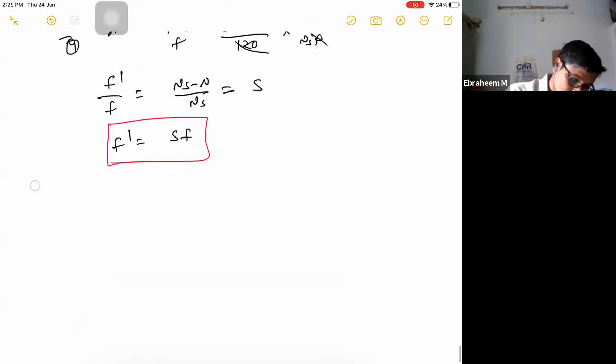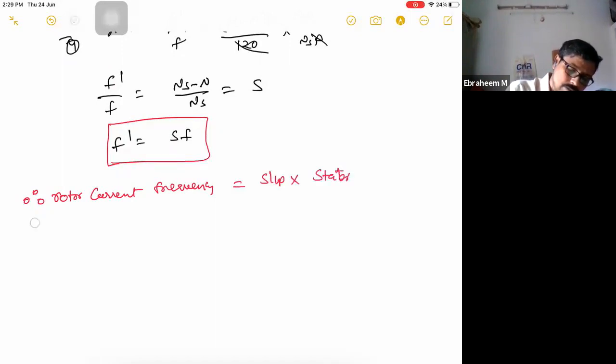So rotor current frequency is equal to slip multiplied by the stator frequency, or the supply frequency which is given to the stator.